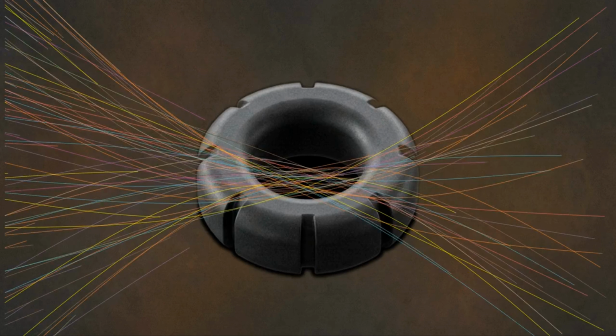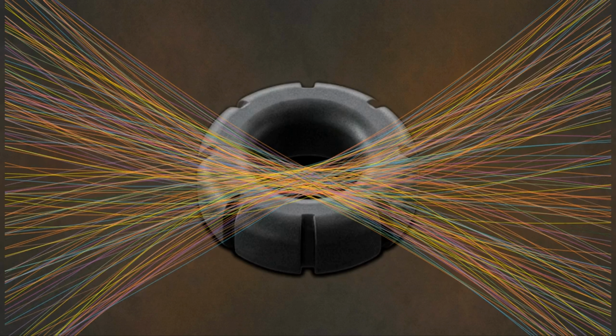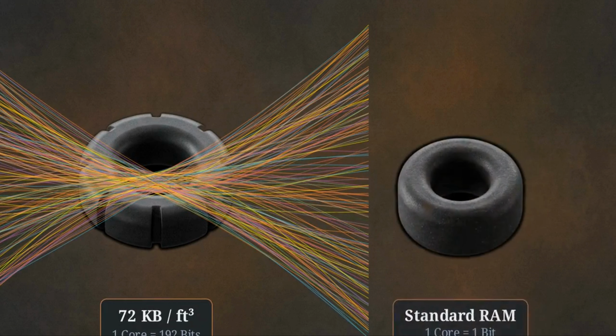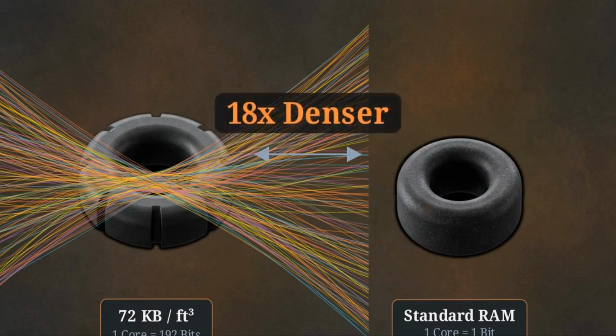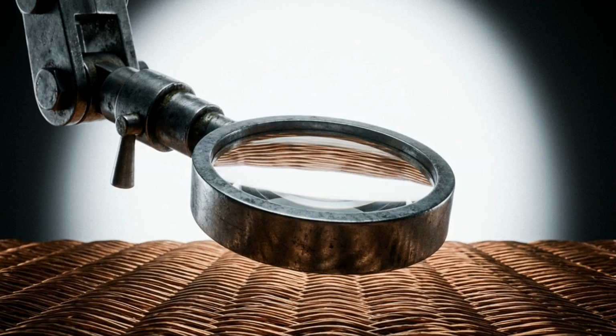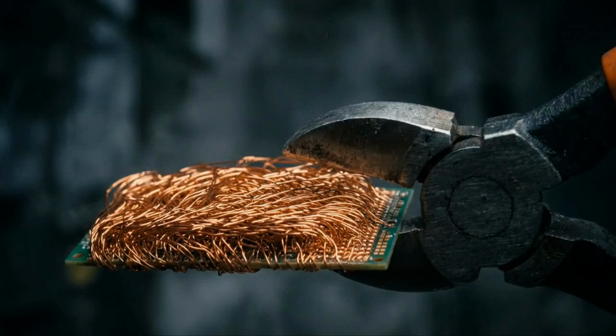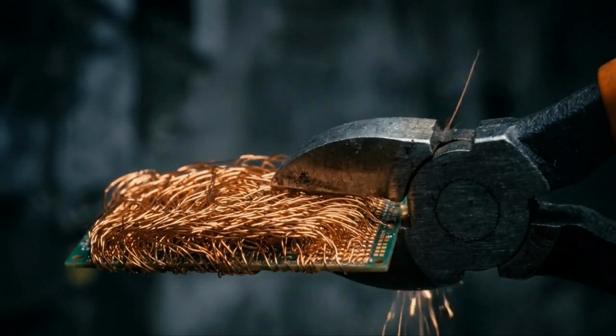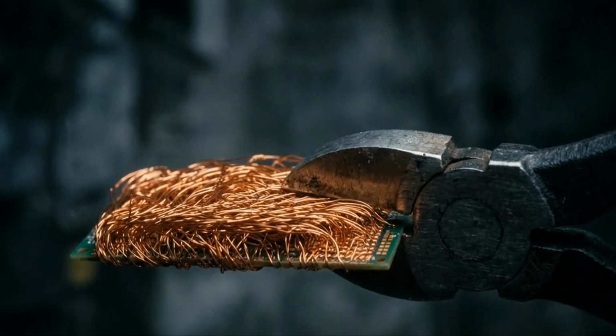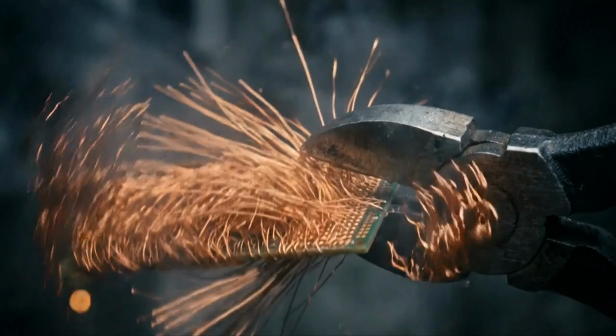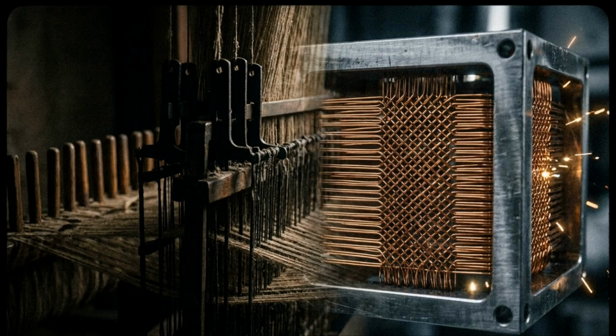By threading dozens of wires through a single core, they achieved a data density of 72 kilobytes per cubic foot, nearly 18 times denser than standard read-write memory of the era. The NASA quality control standards were punishing. If inspectors discovered a single misthreaded copper wire late in the assembly process, the entire 8-week manual build was scrapped. The logic required for orbital rendezvous and lunar descent was compiled using the ancient mechanics of a textile loom.